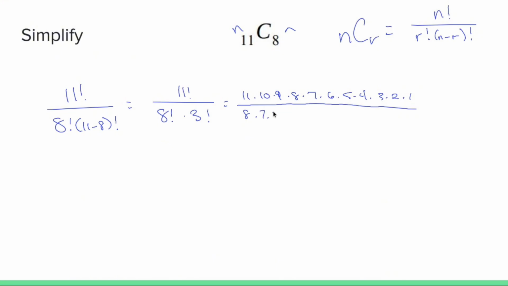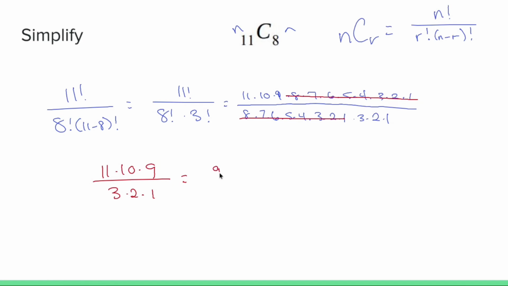8 times 7 times 6 times 5 times 4 times 3 times 2 times 1, and then times 3 times 2 times 1. Okay, the 8 factorial kills off most of 11 factorial because you just cross things out. That leaves me with 11 times 10 times 9 over 3 times 2 times 1. 11 times 10 is 110, times 9 is 990. Divide that by 6, and you get 165.